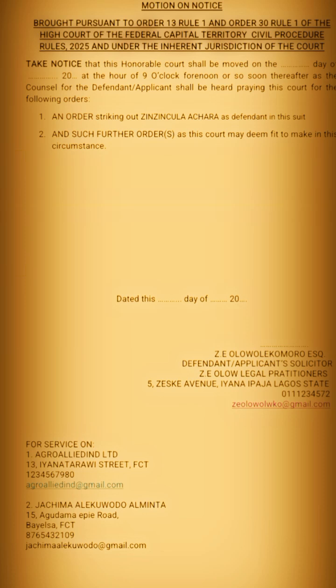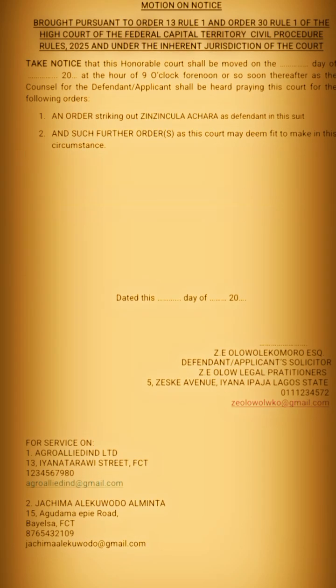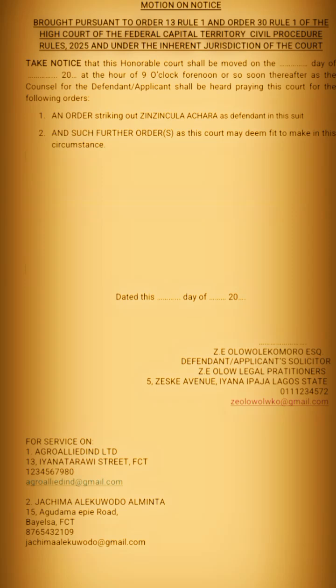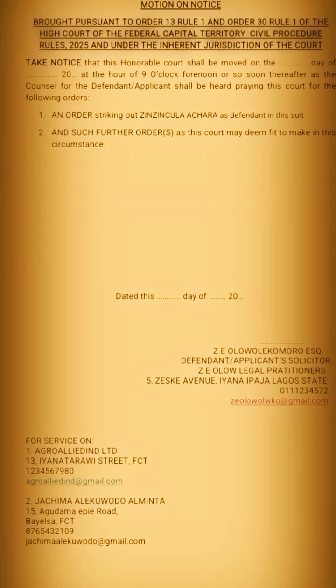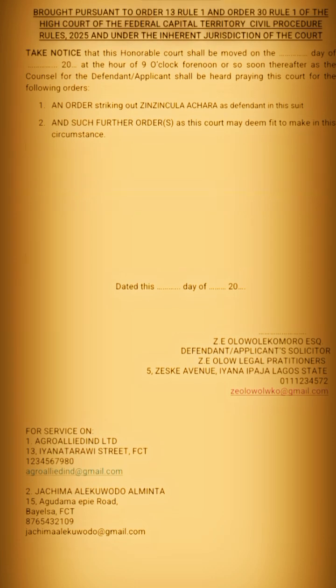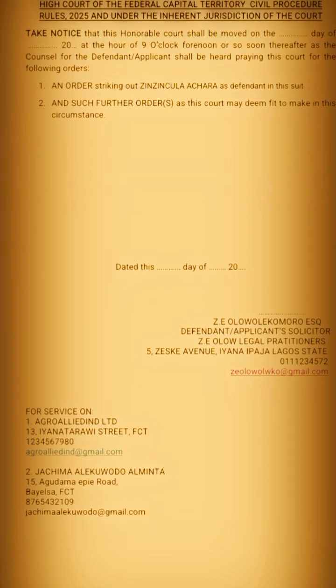So, what do they want? They want the court to pronounce an order. This order is called the prayer. So, an order striking out Zinzinkola Achara as defendant in this suit. They want the party struck out because they mistakenly joined the party. So, if you see motion for striking out the party, it's the same thing as a motion for misjoinder. Then remember your omnibus clause that always follows it.